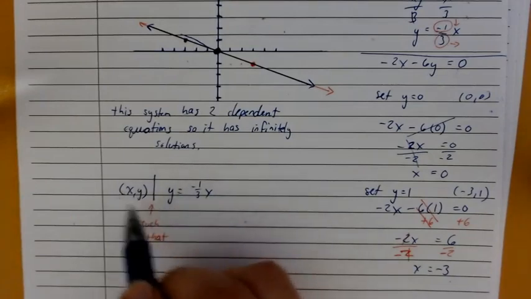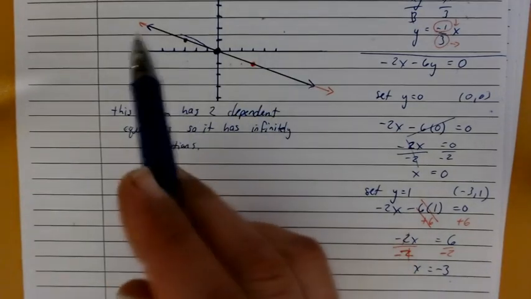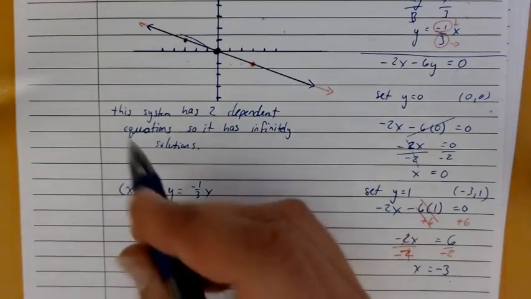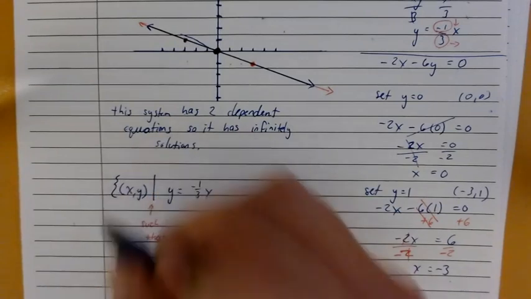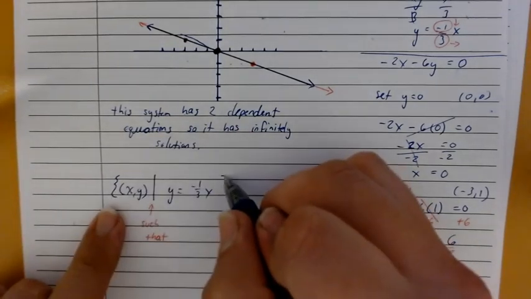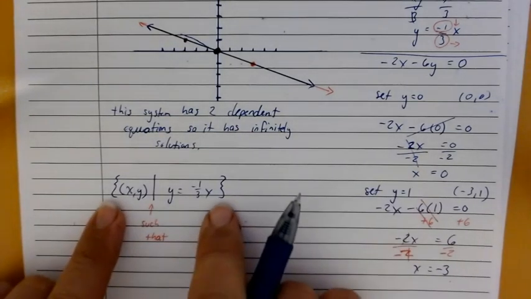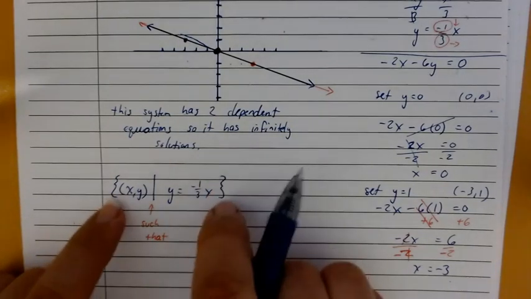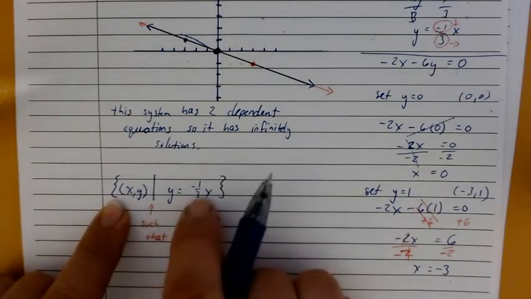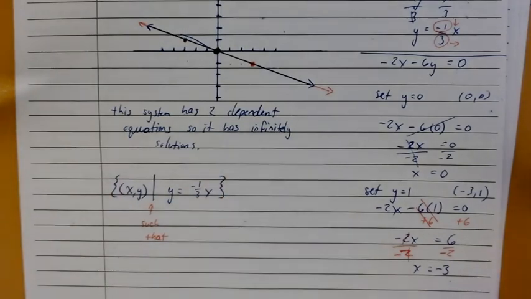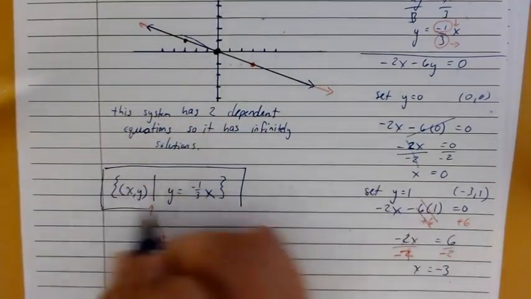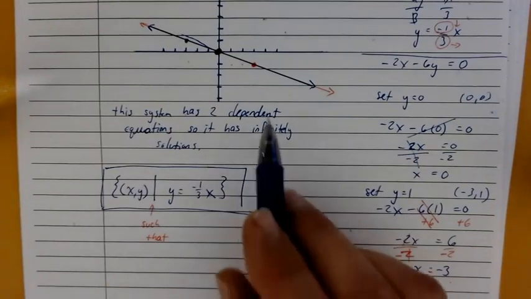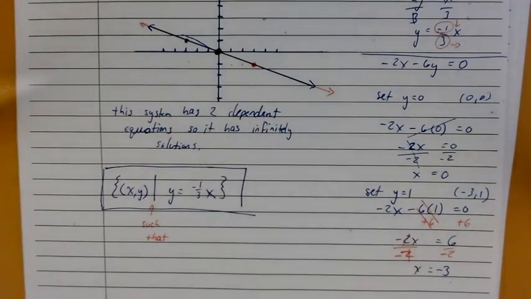Now notice this isn't just a single point. It's infinitely many. It's a full set of solutions. Whenever we have a set of solutions, we write it in set notation. Whenever you have set notation, you use these curly braces. This tells you this is a set of things. It's not just a single point that looks like that. It's a whole set of them. And there we go. This is the accepted way of writing a solution set to a dependent system of equations.